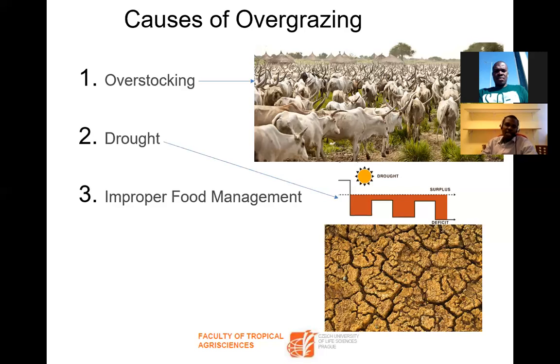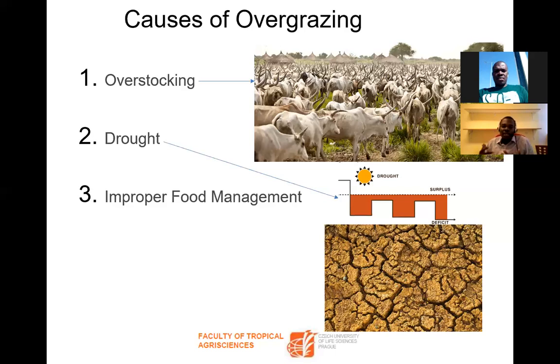As we recall earlier, these animals are already overstocked. So definitely there will be hunger among the flock, and they will look for alternative ways of making sure they feed. And of course, in flood and drought, it's almost impossible. And the third point is improper food management.